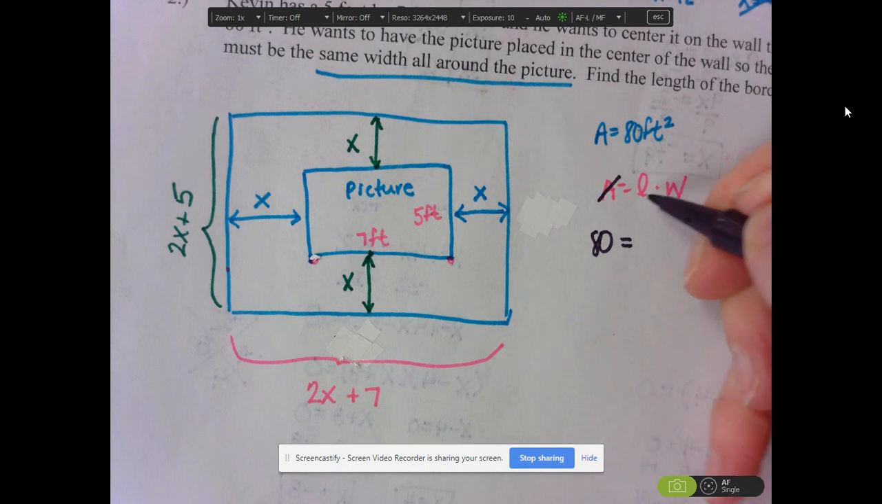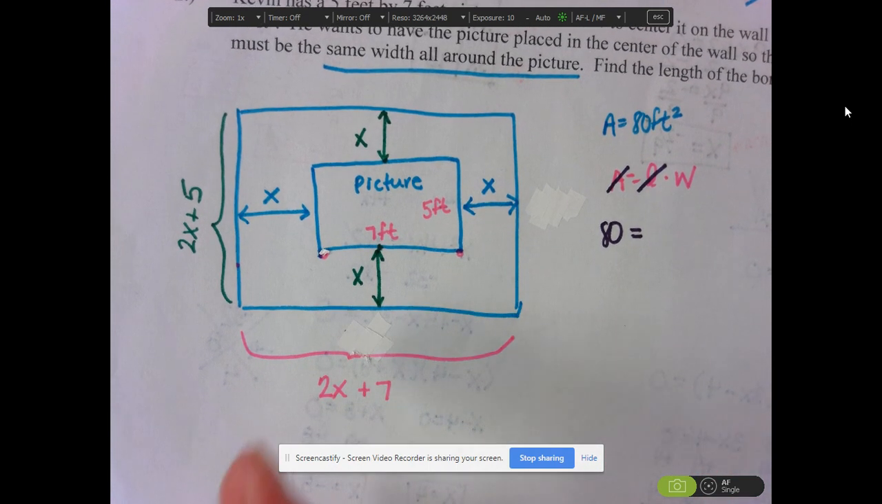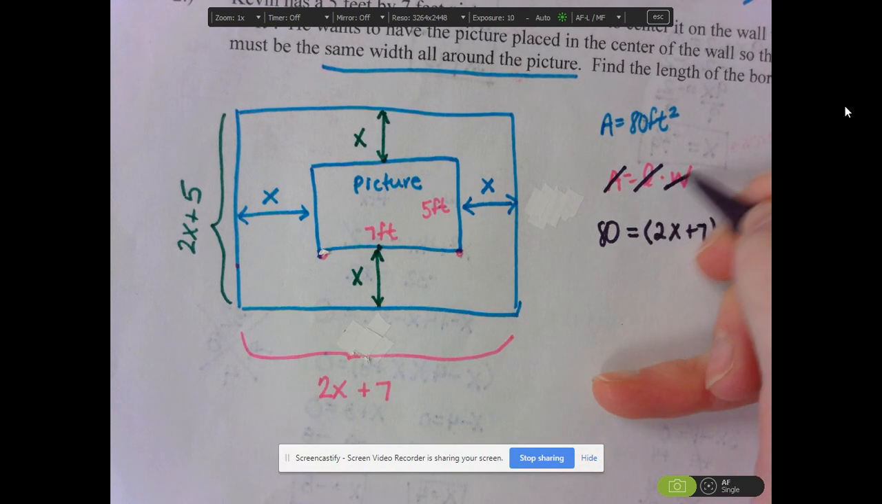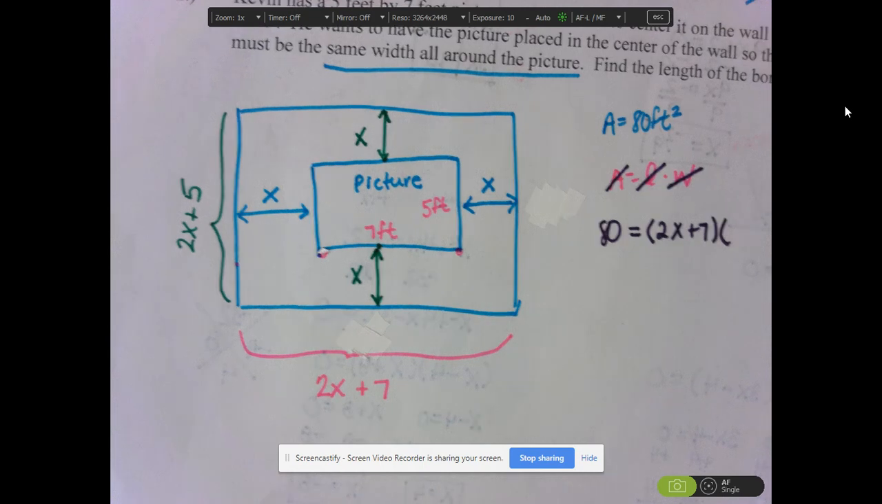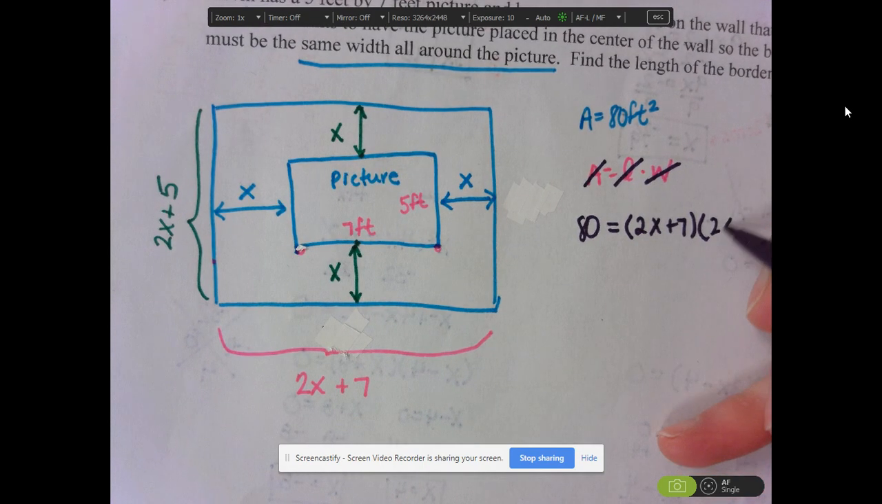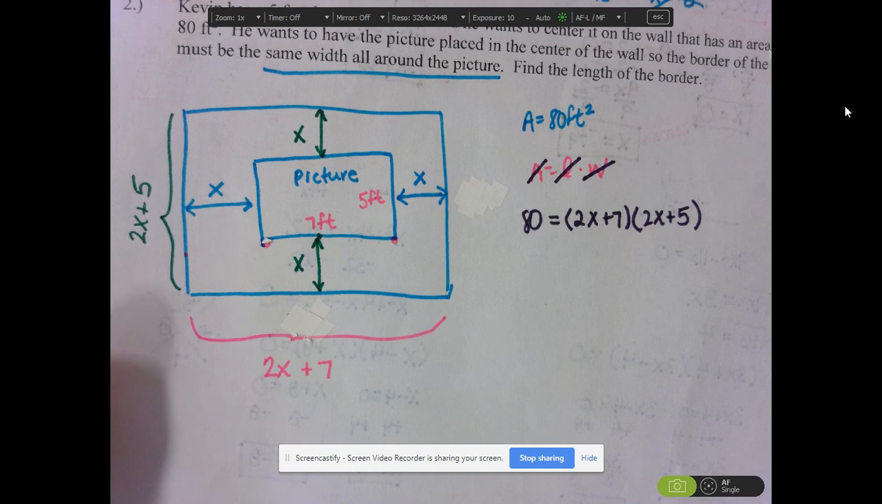I'm going to get rid of L. Who do you want to be the length? Sure, 2x plus 7. And then get rid of the w, we'll put in the width, which is 2x plus 5. And here's where I'm going to start you, but then let you go ahead and finish that part while I come around and check your homework.